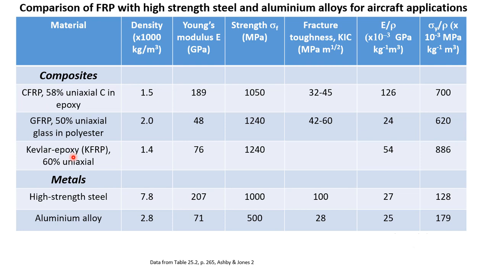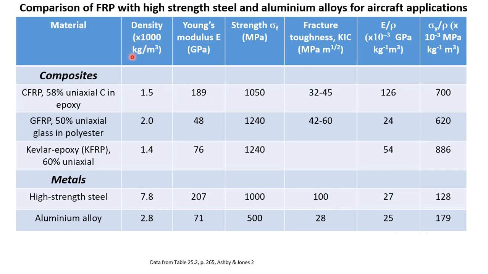We do not have the data whether these are volume percent or weight percent, but most probably these are in weight percent. And this one is glass fiber with polyester. So the matrix is different in this case. It is not epoxy. So let us compare the mechanical properties. Starting with first, we will compare the density.